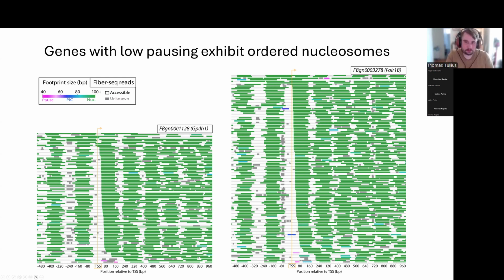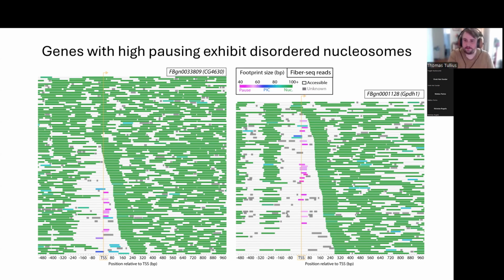So here are 2 example genes, and I think it's fairly obvious that they look pretty distinct. In contrast, if you look at very highly paused genes, you see very disordered nucleosomes, a lot more variability in promoter occupancy, promoter accessibility rather, and a lot of Pol II footprints, which is what you'd hope to see. But you can see there's a lot of variation in +1 and downstream nucleosome positioning.